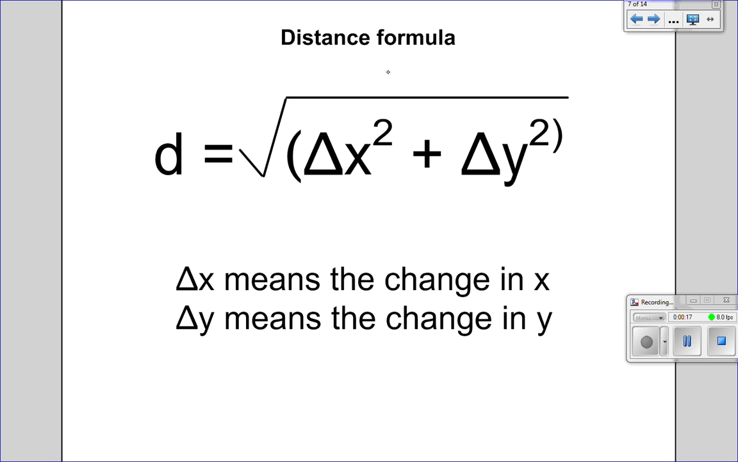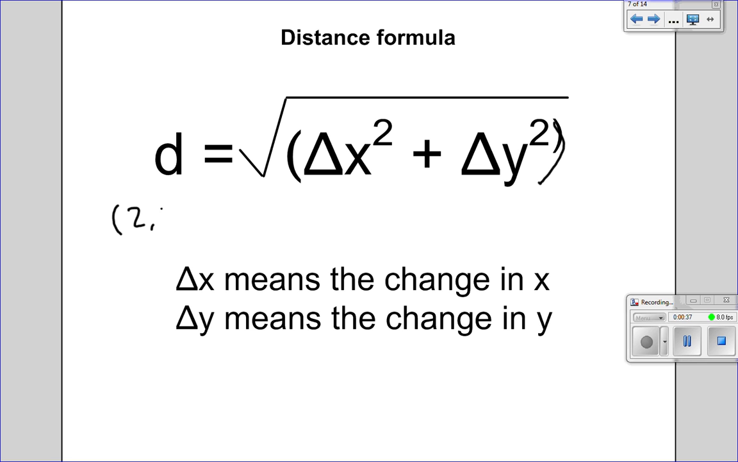The distance formula can be expressed as distance equals the square root of delta x squared plus delta y squared, where delta x means the change in x. So how much is x changing between 2 points? And delta y means a change in y.